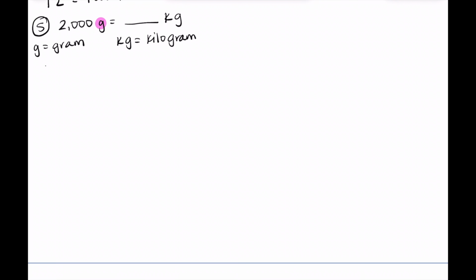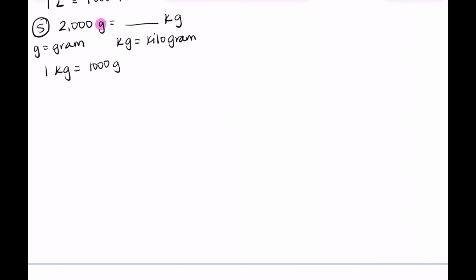Now we'll move on to our last 2 questions for today's video. For number 5, we have 2,000 g equals blank kg. So the g stands for grams and the kg stands for kilograms. So we're converting from grams to kilograms here. And in order to do that, we have to find our conversion rate. Well, we know that 1 kilogram equals 1,000 grams. So knowing that information, what we have to do here, since we're given grams, is we have to divide by 1,000 in order to get kilograms. So we know that 2,000 divided by 1,000 just gives us 2. So 2 would be our answer for number 5, 2 kilograms.